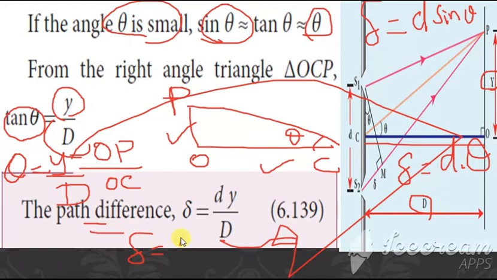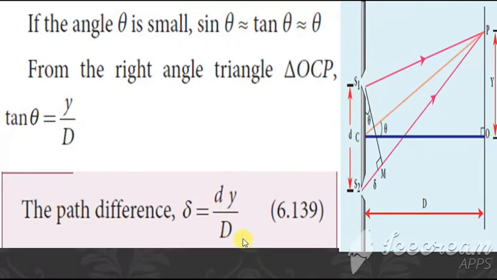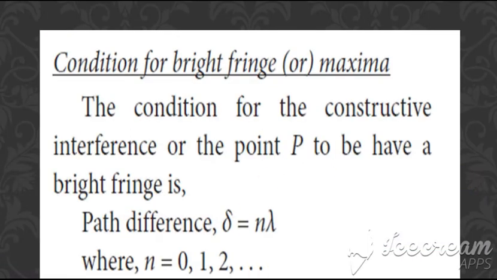The path difference del is given by d y divided by D. Substituting the value of theta here, we get del equal to d into y divided by D. Considering this triangle, we got the value of this path difference. Clear? Next, we have the condition for bright fringes. What is the condition for bright fringes? Del is equal to n lambda, where n takes the values 0, 1, 2.